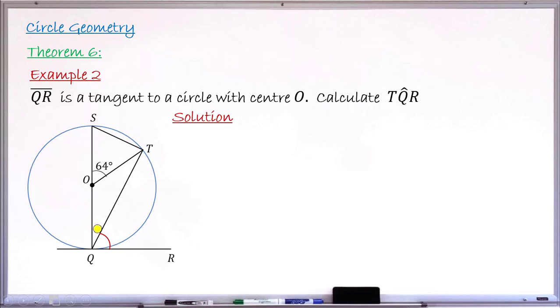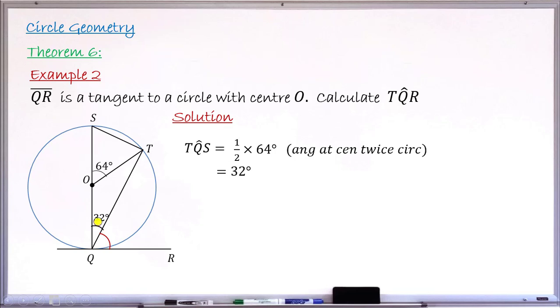So let me find the angle TQS. This angle is the angle subtended by arc ST at the remaining circumference. And this arc ST subtends this angle 64 at the center. So theorem number 1 says angle at the center is twice angle at the remaining circumference. So I'm going to have my TQS as half of 64. Half of this angle at the center will give the result of this angle. And half of 64 is nothing but 32 degrees. So this angle is now 32 degrees.